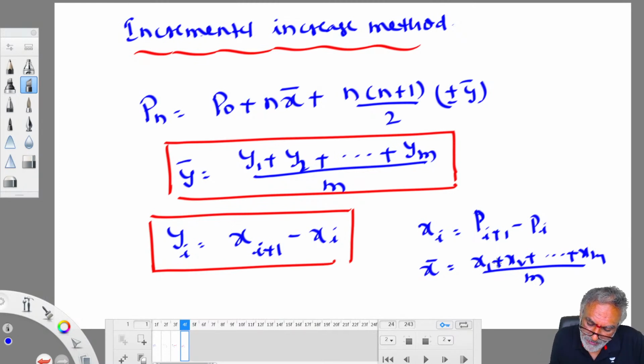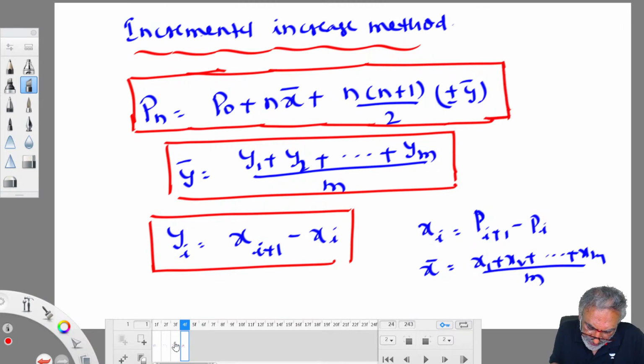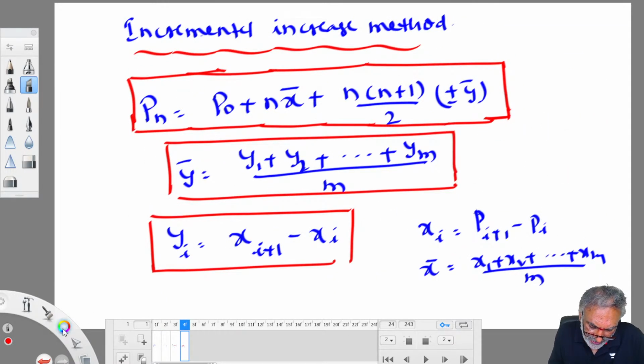Both we work out. Sometimes y bar may be negative also because it is an increment. If in future only increment over increase is there, you will get positive y bar. Sometimes decrement also may happen. In that case y bar automatically becomes negative. So y bar may be sometimes positive, sometimes negative, no matter. The method will take care of that. So you have to simply remember that equation. Pn is equal to P naught plus n times x bar plus n into n plus 1 by 2 into plus or minus y bar. Sometimes it is positive, sometimes it is negative also. Understood? That is the incremental increase method.